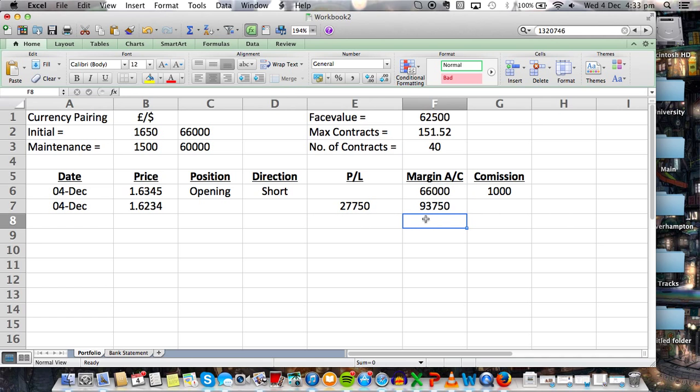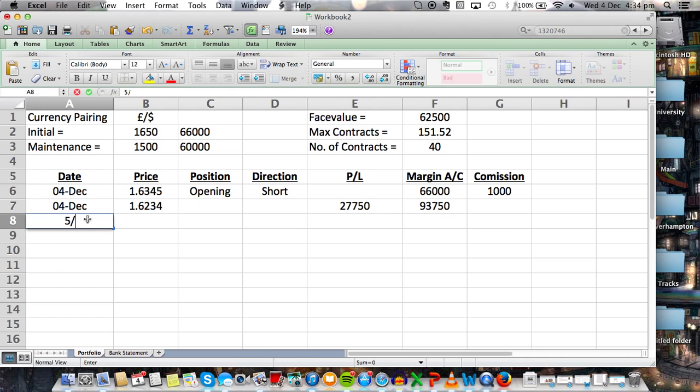Okay, the same rules pertaining to top up also relate to when you go short. So for example, if your margin account falls below 60,000, then you still have to top it back up to $60,000, and the same principles and processes apply as if you had gone long. You would have to take that money out of the bank account and put it back into your margin account. So that's the settlement price for the 4th of December.